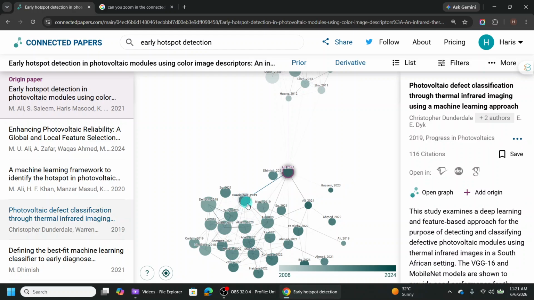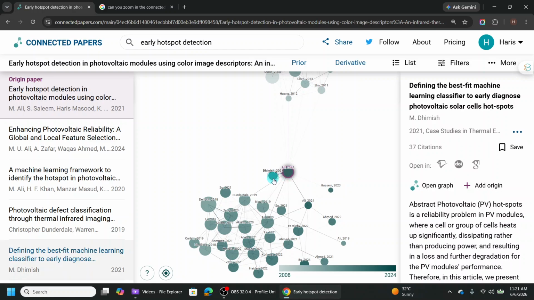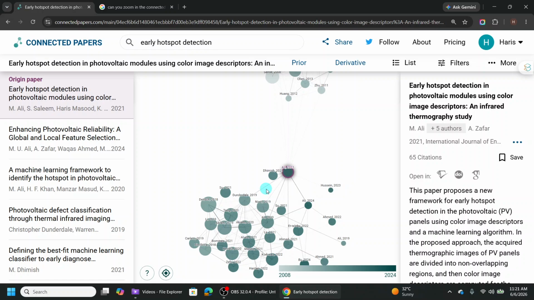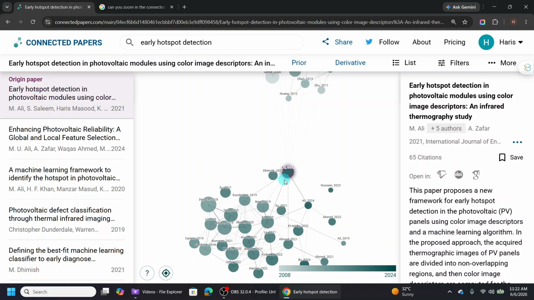Now, what do these lines mean? The lines between the papers indicate a strong relationship or similarity between the papers. So papers connected by lines usually share common references, topics, or research themes. So if there is a very light colored line connecting my base paper with this Hussein 2023 paper, then obviously this means that there is a very small amount of references or research themes connecting this paper with my paper.